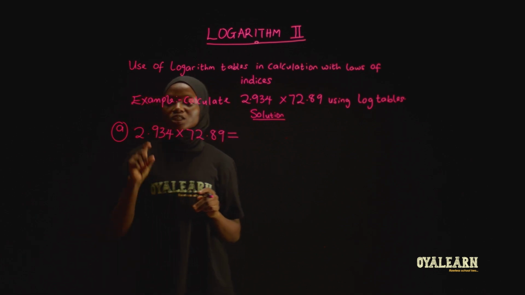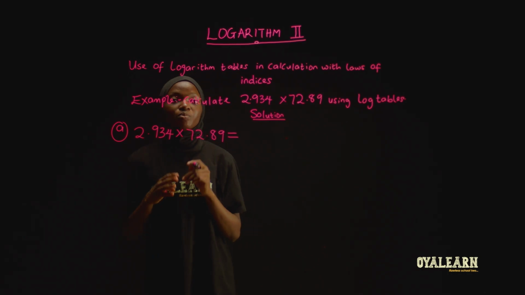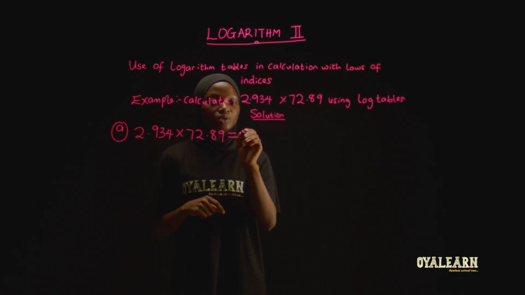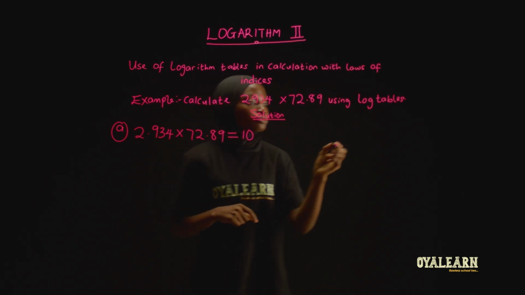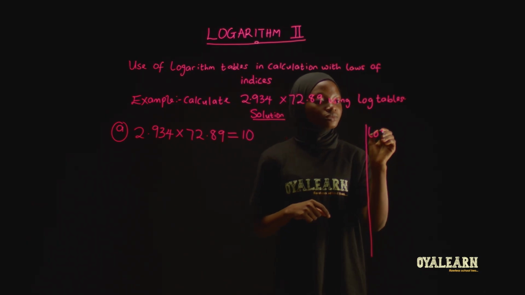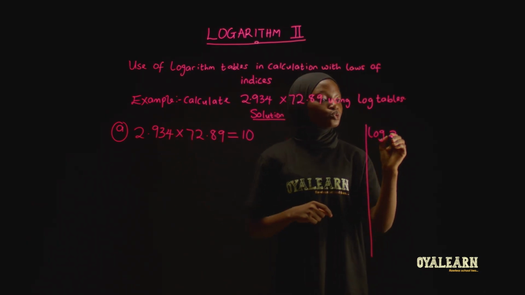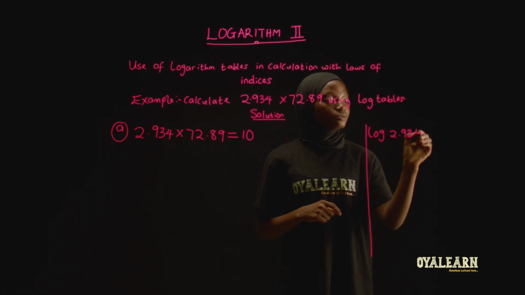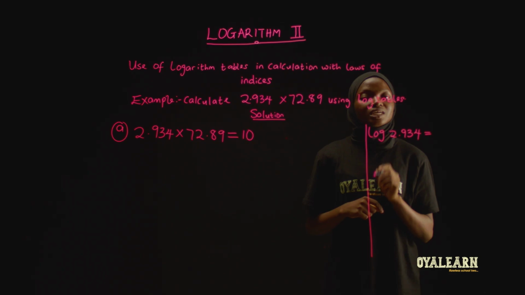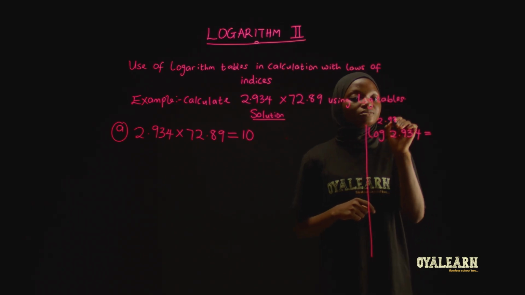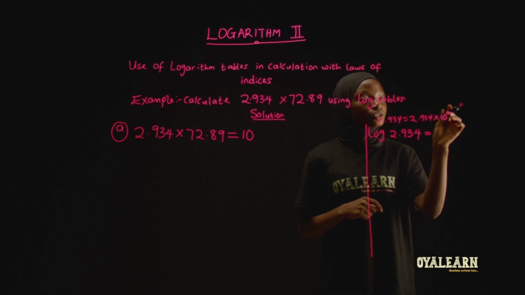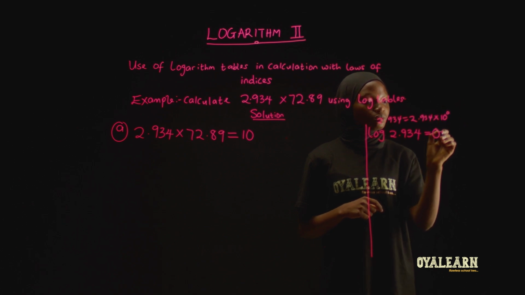Now the first step is to express each of the numbers as 10 raised to the power of a particular value. And to do that, you have to find the logarithm of each of the numbers. So we have 10 raised to the power of the logarithm of 2.934, which is the same thing as expressing this in standard form. 2.934 becomes 2.934 times 10 raised to the power 0. So this 0, we are having it here, 0 point.